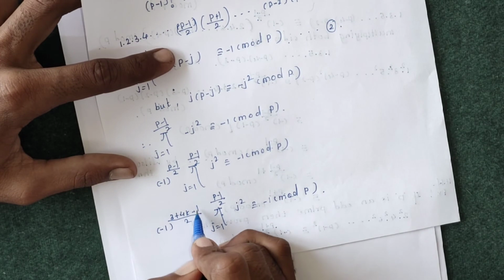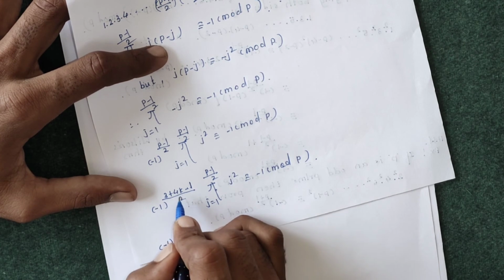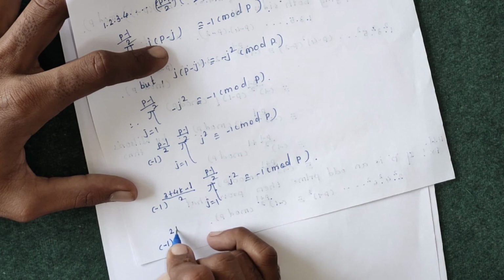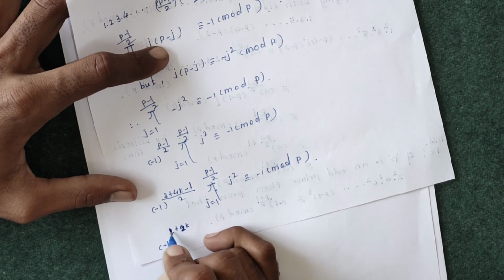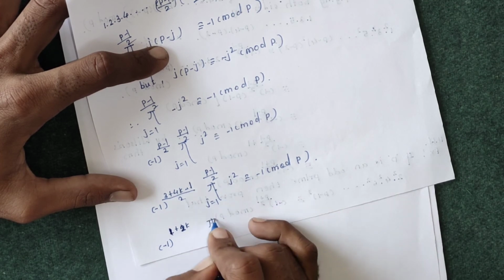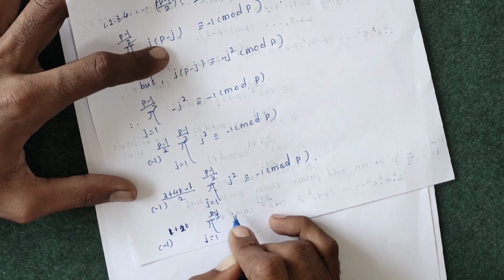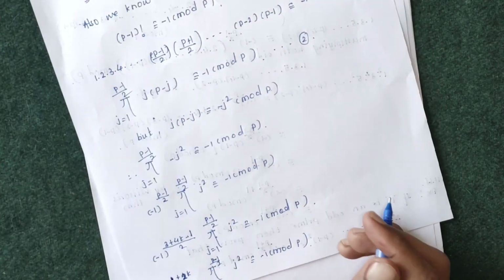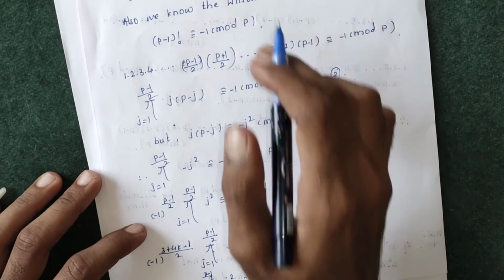p. Now, 3 minus 1 is 2. So, we get (-1)^((2+4k)/2). By dividing 2 + 4k by 2, we get 1 + 2k, and this product, j running from 1 to (p-1)/2 of j², is congruent to -1 mod p. So, till this step we have just used Wilson's theorem.